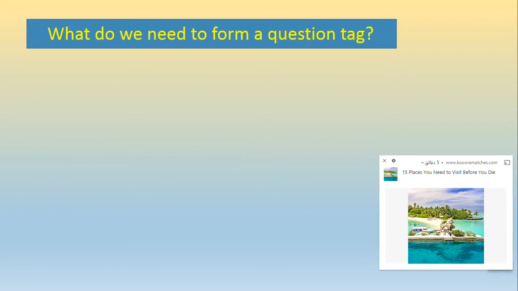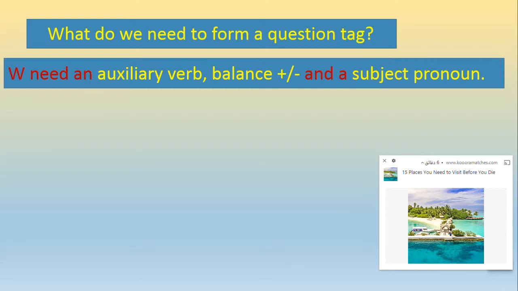What do we need to form a question tag? Yes, we need three things. If we are counting the question mark, there are going to be four. But let us talk about the most important three things that we need to form a question tag. What are they? Yes. We need an auxiliary verb, balance, and a subject pronoun.